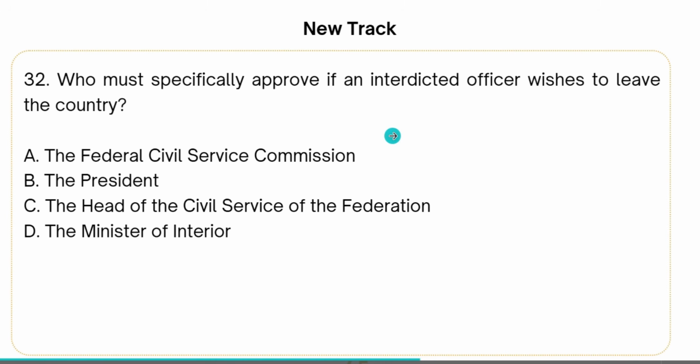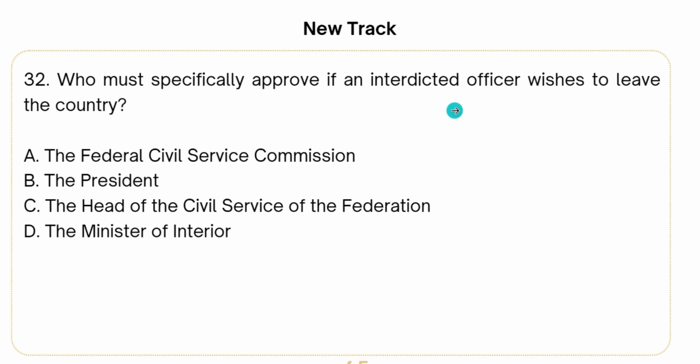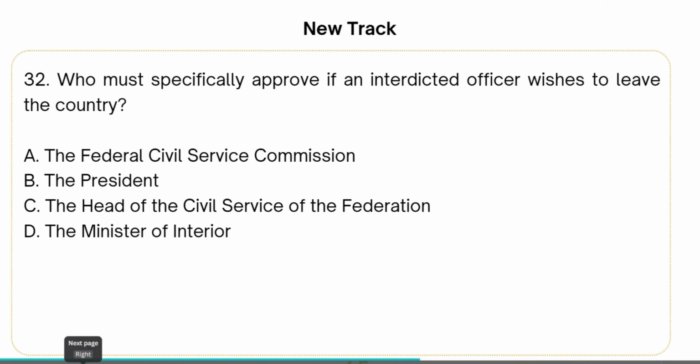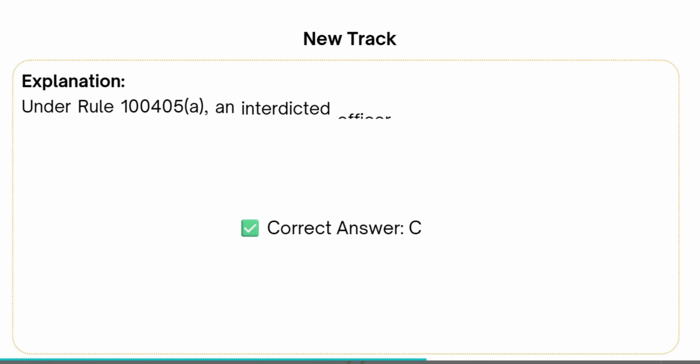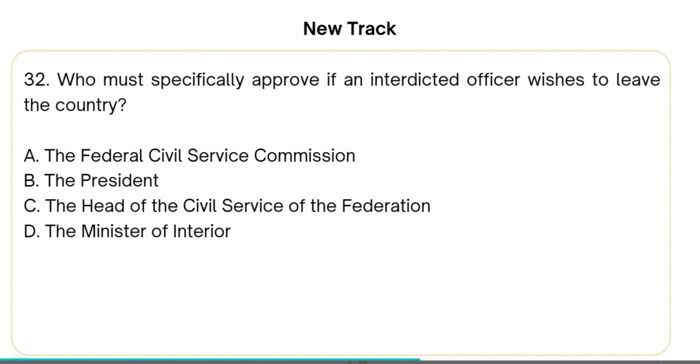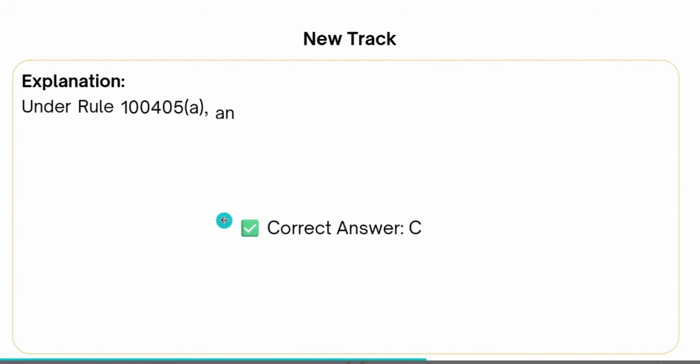Question number 32. Who must specifically approve if an interdicted officer wishes to leave the country? A. The Federal Civil Service Commission. B. The President. C. The head of the Civil Service of the Federation. And D. The Minister of Interior. The right option is option C, and this option C is the head of the Civil Service of the Federation.